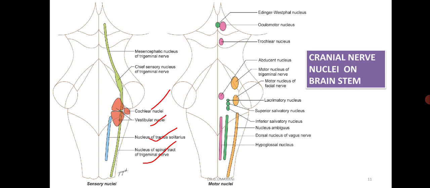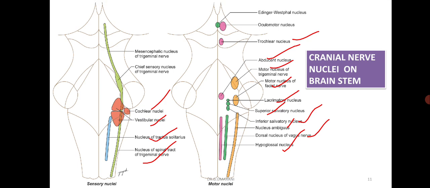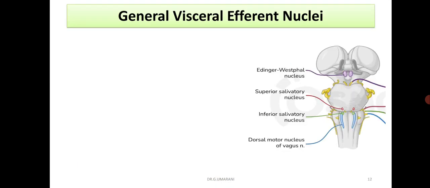Whereas the second image shows motor nuclei: Edinger Westphal nucleus, oculomotor nucleus, trochlear nucleus, abducent nucleus, motor nucleus of the trigeminal, motor nucleus of the facial nerve, lacrimal nucleus, superior salivatory nucleus, inferior salivatory nucleus, and from lateral to medial, nucleus ambiguus, dorsal nucleus of the vagus nerve, and hypoglossal nerve. So these are the sensory and motor nuclei present in the brainstem.